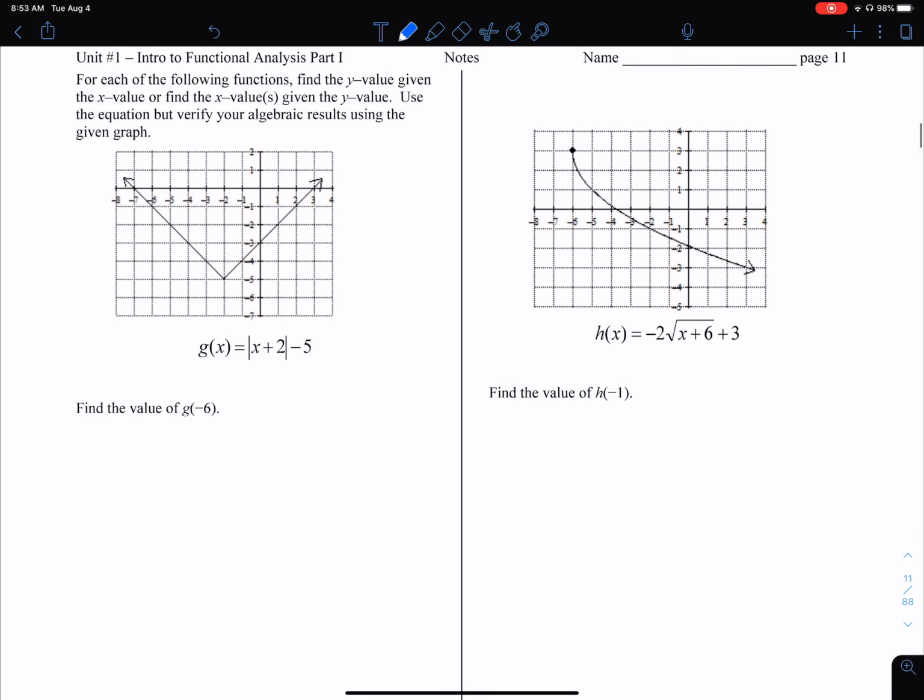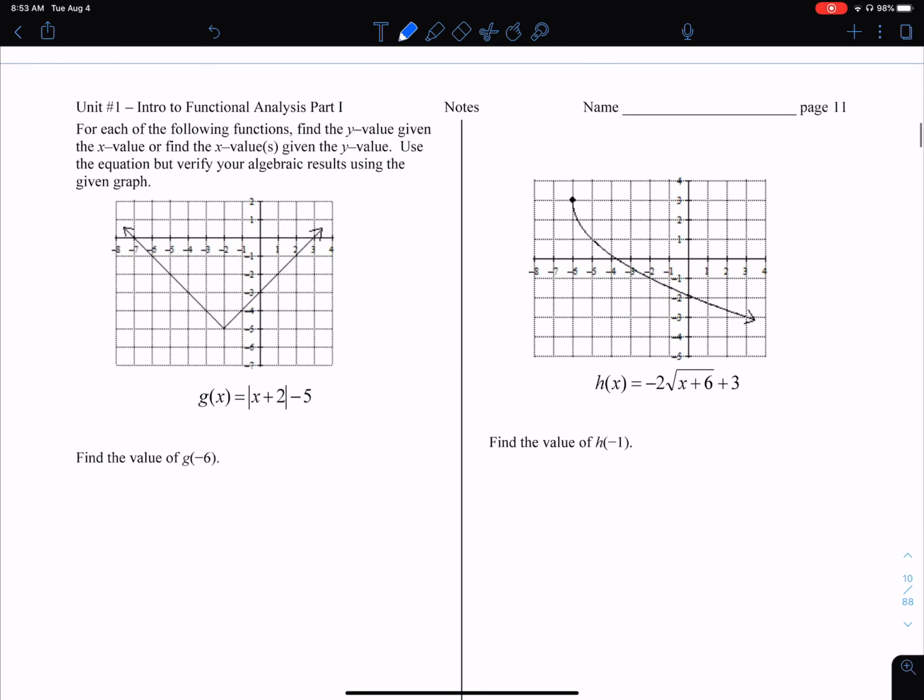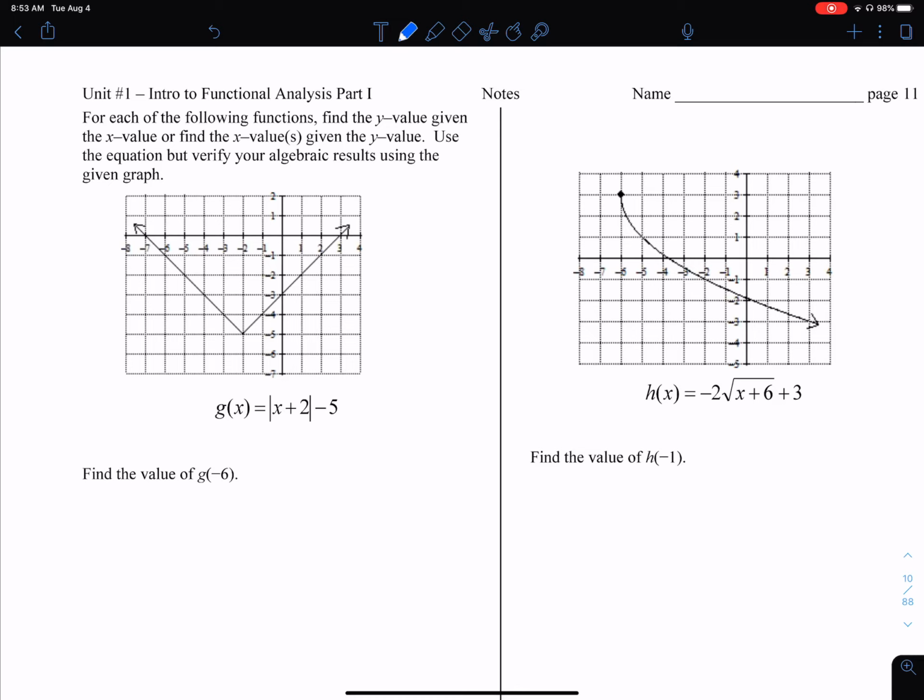All right, we've got 4 more examples and we'll be done here. For each of the following functions, find the y value given the x value, or find the x value given the y value. Use the equation. So do this analytically using algebra, but then verify your result using the graph.